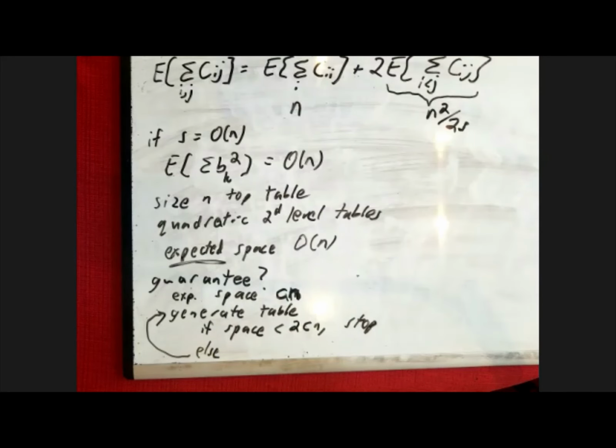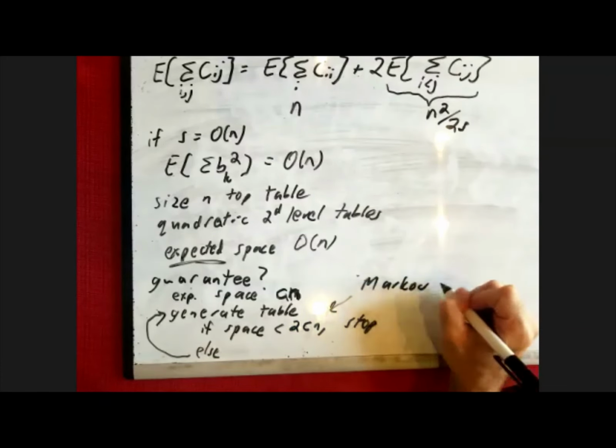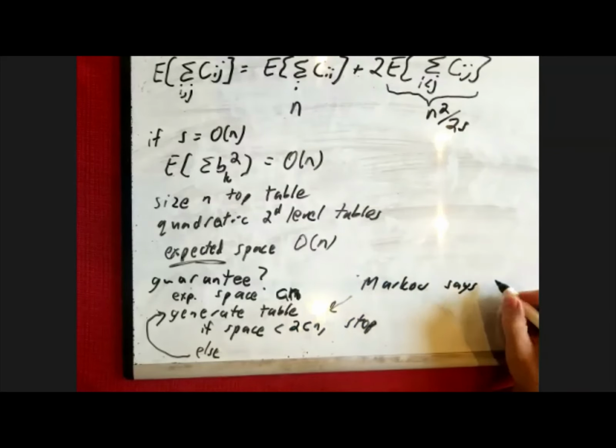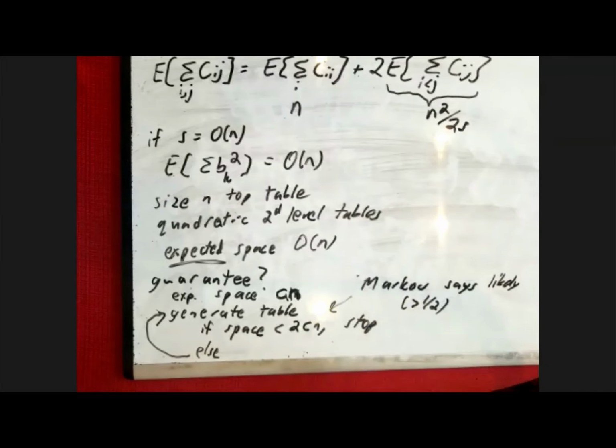Well, we're using the same paradigm as before, right? So Markov's inequality says that this is likely. The probability is greater than 1/2. So if our success probability is greater than 1/2, then the number of times we're going to need to try this is only 2 in expectation, and we get a Las Vegas algorithm for generating a perfect hash function with no collisions whatsoever. Any questions?